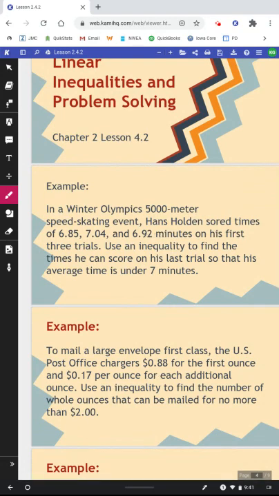So we're using linear inequalities again, which remember our inequalities from yesterday are our less than or equal to, greater than or equal to. And today we're going to use those with problem solving.